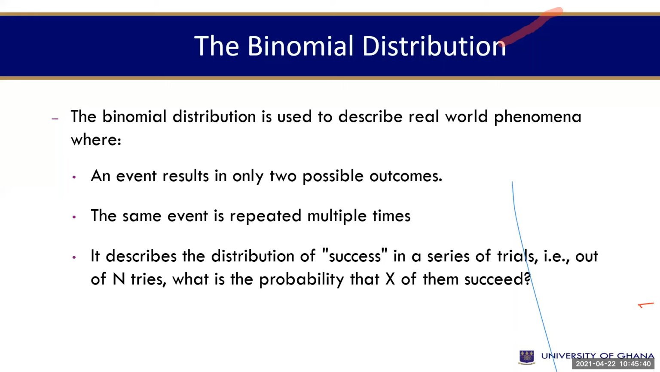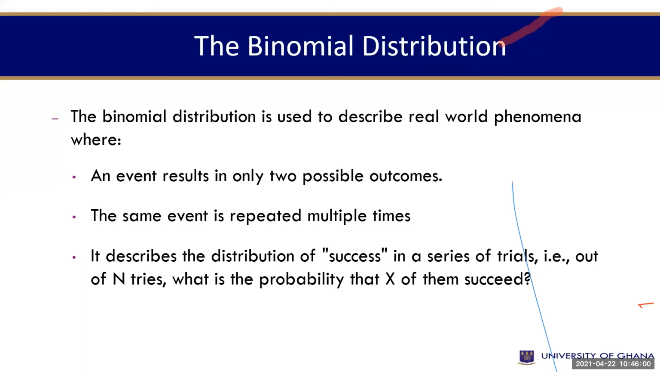The first one is the binomial distribution. What is a binomial distribution? Under what circumstances do we use binomial distribution? And how do we apply binomial distribution to a given problem?